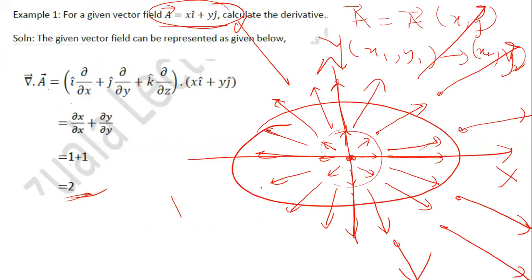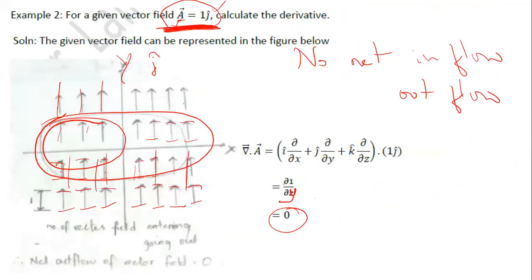So when there is a net outflow of a vector field, then you will find that the divergence is a certain finite quantity. But in this particular example, when there is no net outflow or no net inflow, the divergence is 0.